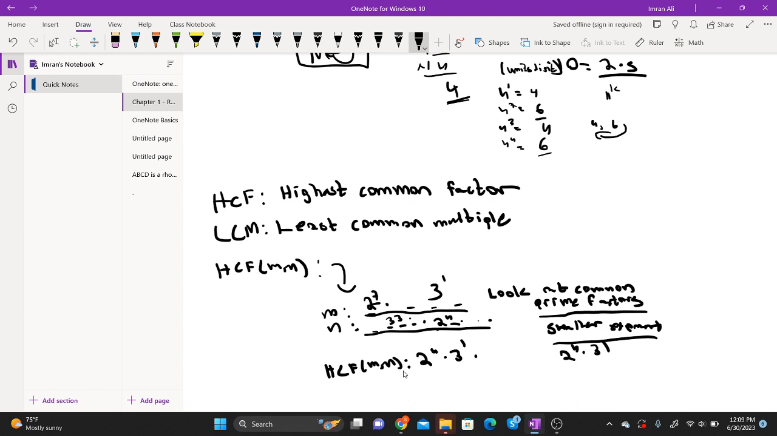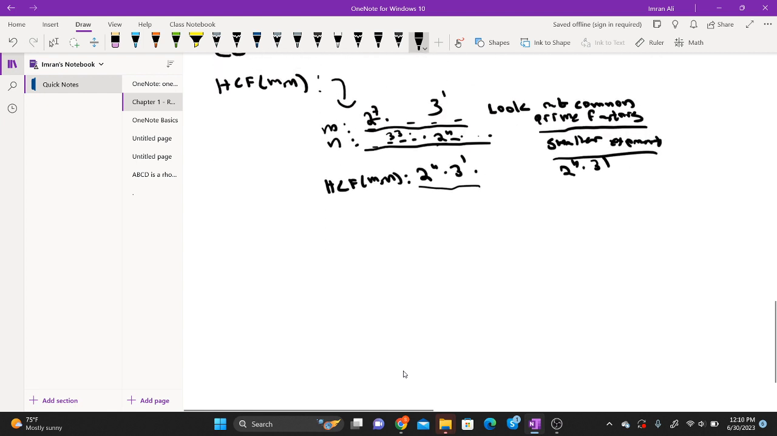And you do this for each of these common factors. So if I had 4 squared here and 4 there, then I'd take the 4 and add it to the multiplication. When you multiply all these, you get the HCF. Now, assuming all the other prime factors are different, the HCF would just be 2 to the 4 times 3 to the 1, which is 3. That's your HCF.